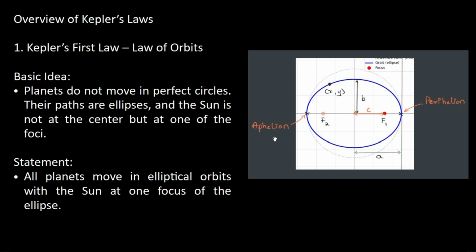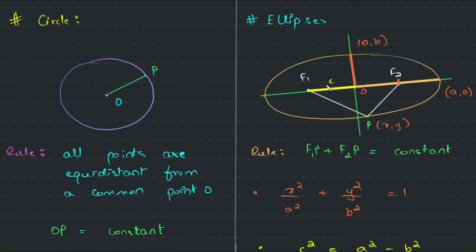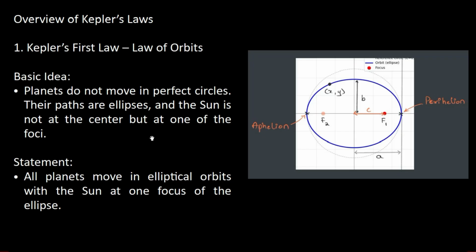But yeah, here it is. So again, wherever the sun is, that's where you have your F1. In this diagram, my F1 is over here, so you can imagine that the sun is over here. And the planets are taking the path which is described by the ellipse. Okay, so that has to be very clear. Planets do not move in perfect circles. Their paths are ellipses, and the sun is not at the center but at one of the foci.